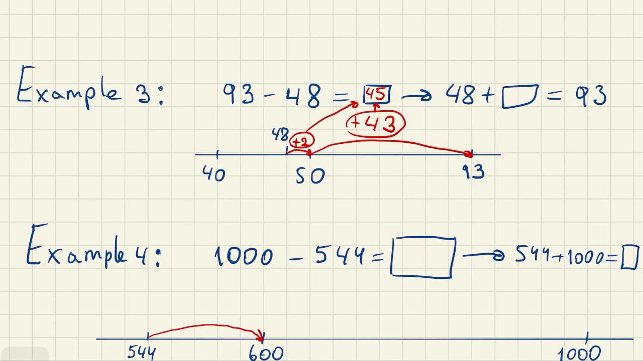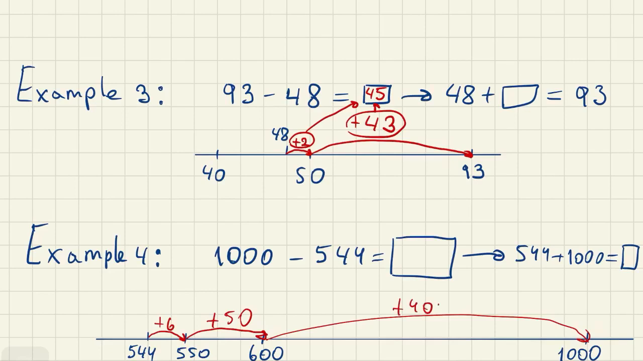So you know what we can do? We can break it into even smaller steps. We can first go from 544 to 550, and that is plus 6. Then we can go to 600. It's going to be plus 50. And we make a big jump all the way to 1,000, which is plus 400. Together we have plus 6, plus 50, and plus 400. Together they give us 456.